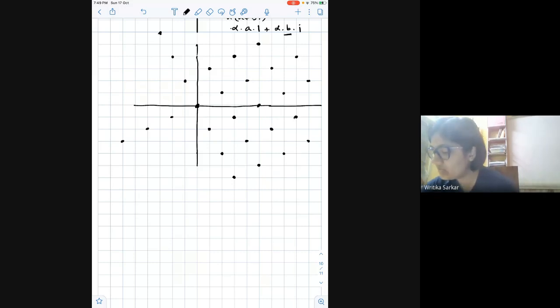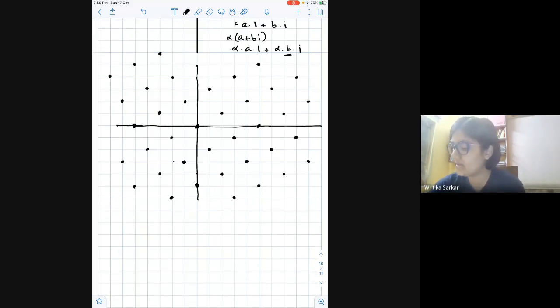I'll just draw a few more points. Okay, cool. Well, I hope this is enough. Yeah, cool. Right. These are really the multiples of 2 plus i, and if you're multiplying, you get a whole new lattice of its own.